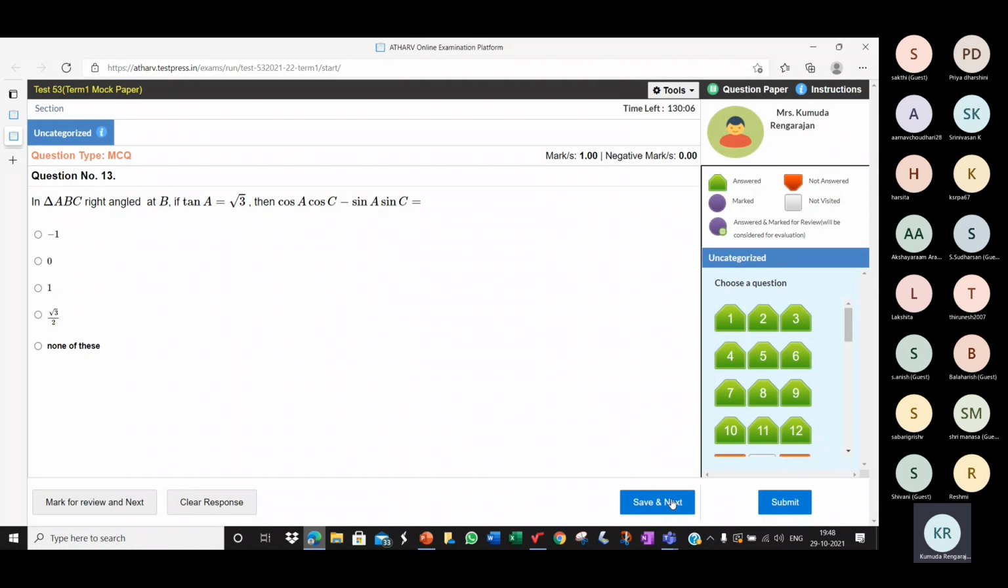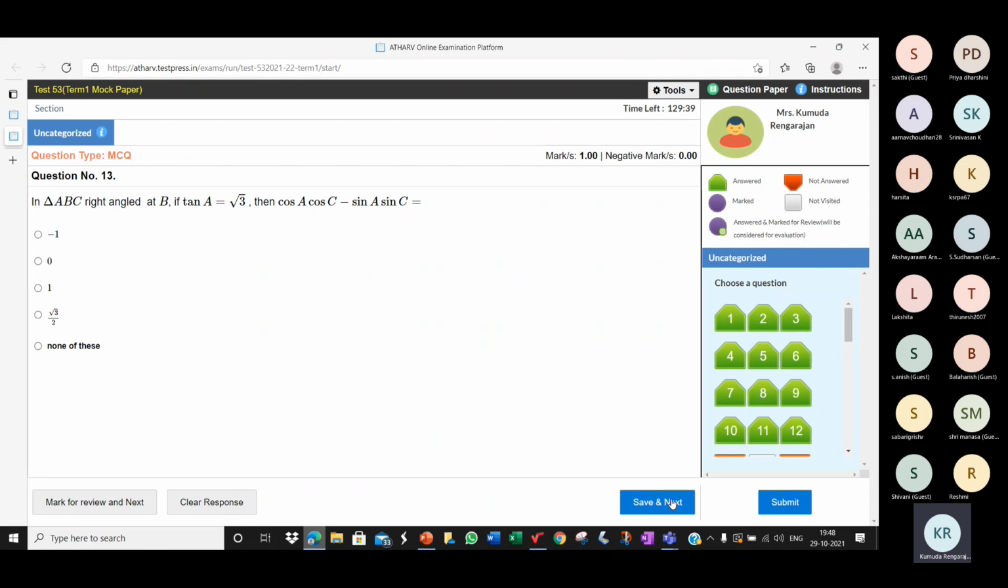In the tan table, where do you find root 3? Tan of which angle is root 3? Tan 60 degrees, ma'am. Tan 60 is root 3. What's tan 30? 1 by root 3, ma'am. All right. So tan 60 is root 3. So that means the value of A is 60 degrees.